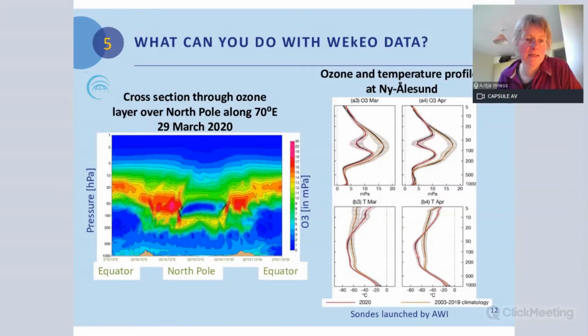And you can see the red colors show you the ozone layer with the high values. But then as you come to the North Pole, you see this blue area where you have very, very low values, where the ozone depletion happened.